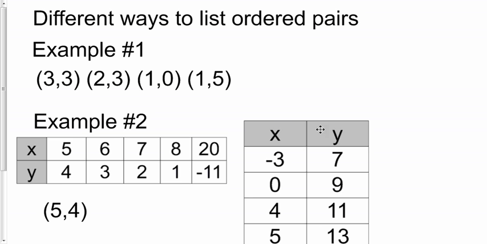How can you keep the x and y straight? Say your ABCs, because it ends with x, y, and then obviously the alphabet ends with z, but x comes before y. So your first value is always going to be x.